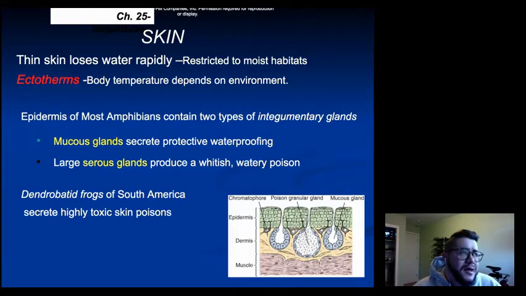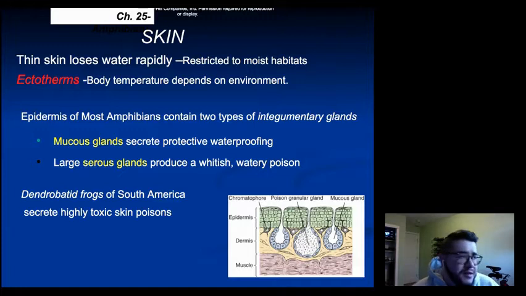The skin of amphibians is pretty unique. If you've ever done a frog dissection in like middle school, you would have felt how thin it feels. But within that thin layer of skin, there's a couple different glands that protect the amphibian. So the two main types we're going to talk about are a mucus gland and a serous gland.